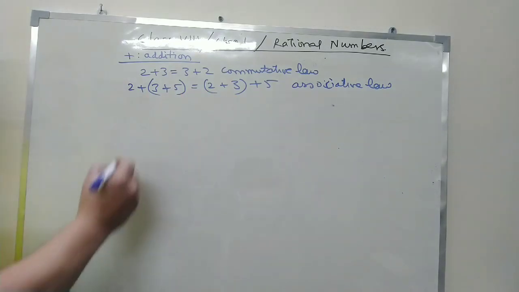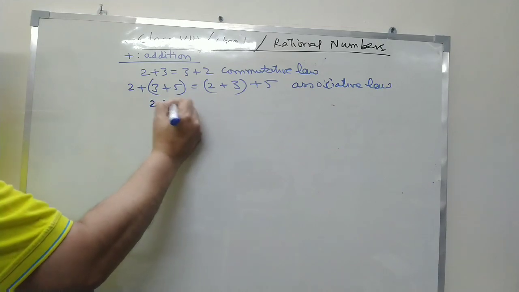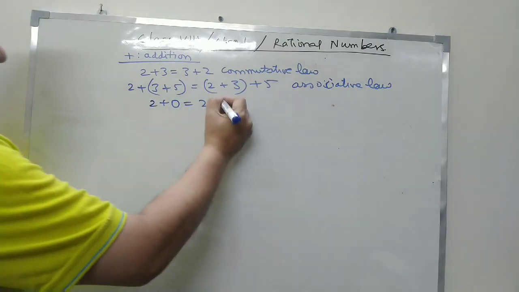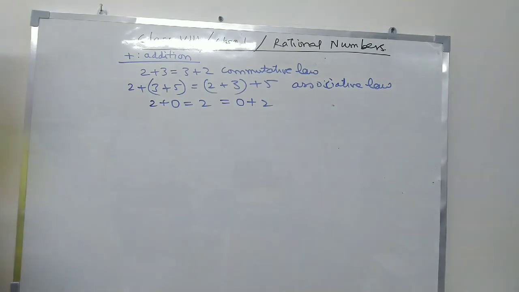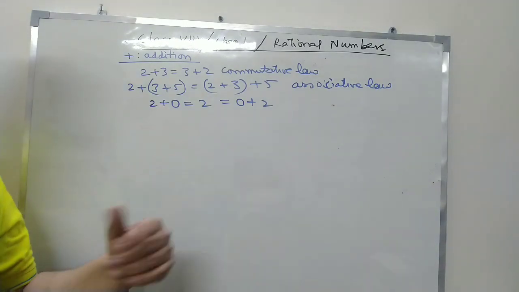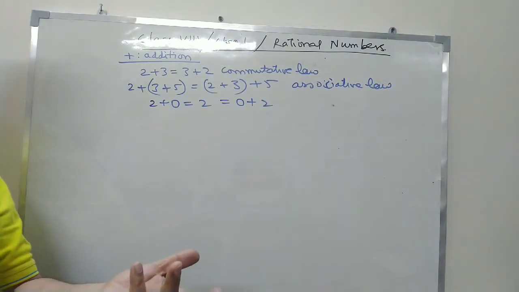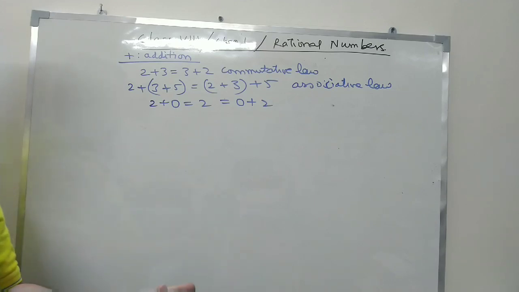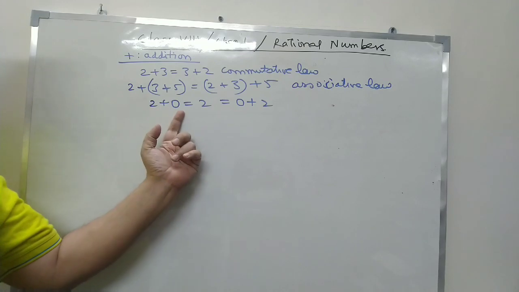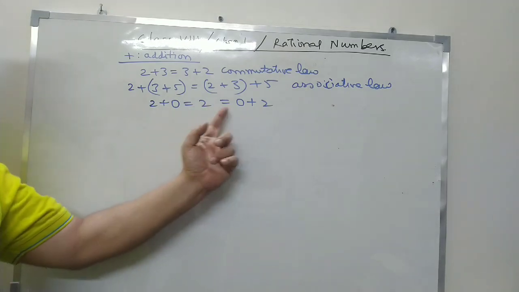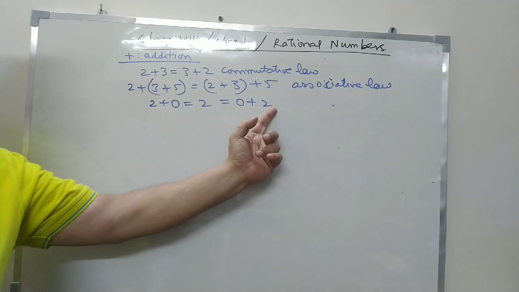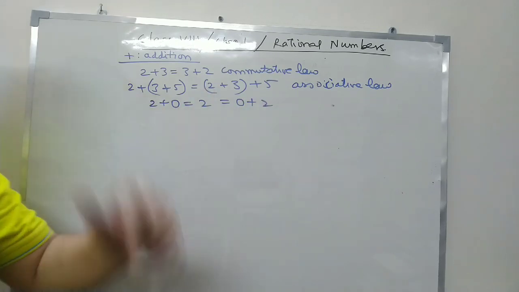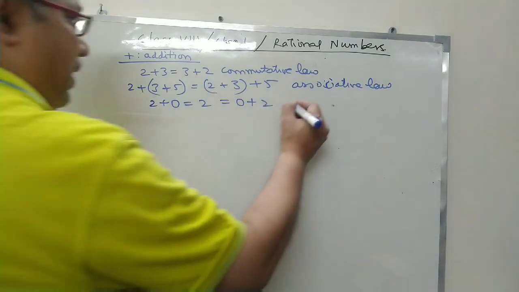Then we used to say identity. 2 plus 0 is same as 2. Even 0 plus 2 is same as 2. So what is 0? 0 is the identity. Identity is like looking in a mirror. If you look in a mirror, you get your own image. You and your image will be same in any case. In the same way here, 2 plus 0 gives the same number, 2. You can reverse it, 0 plus 2. That is also 2. So this is called additive identity.